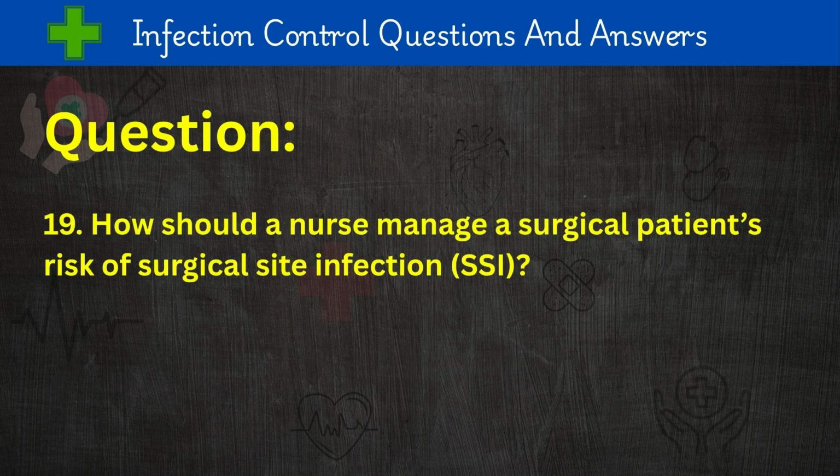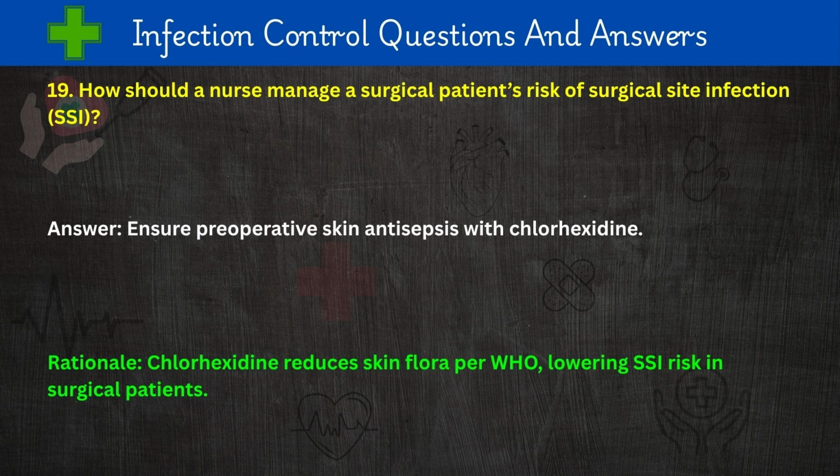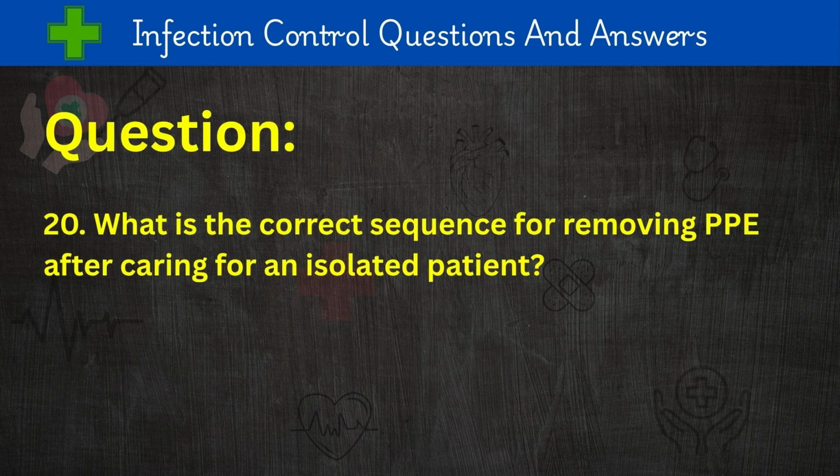19. How should a nurse manage a surgical patient's risk of surgical site infection, SSI? Answer: ensure preoperative skin antisepsis with chlorhexidine. Rationale: chlorhexidine reduces skin flora per WHO, lowering SSI risk in surgical patients. 20. What is the correct sequence for removing PPE after caring for an isolated patient?